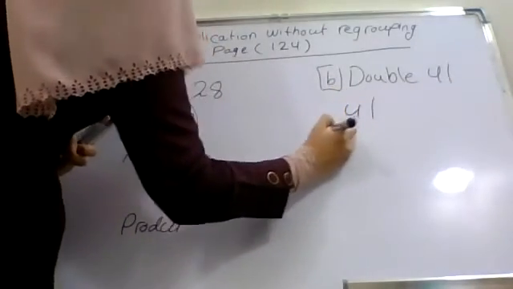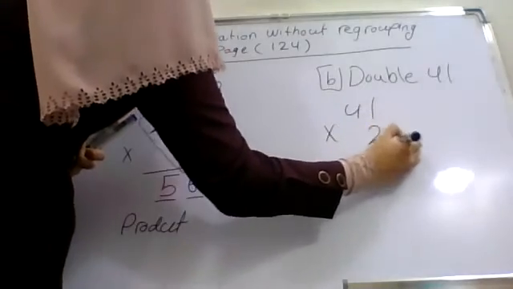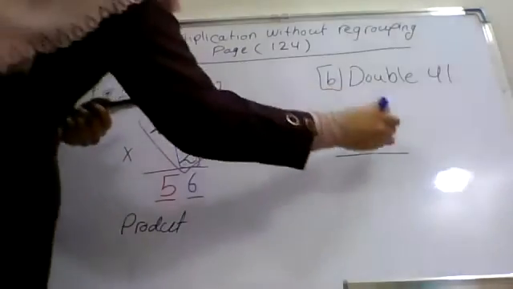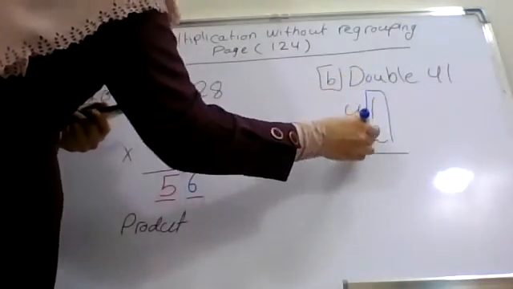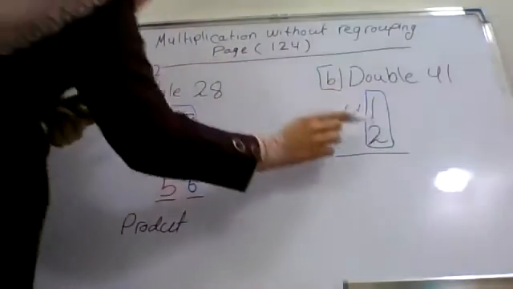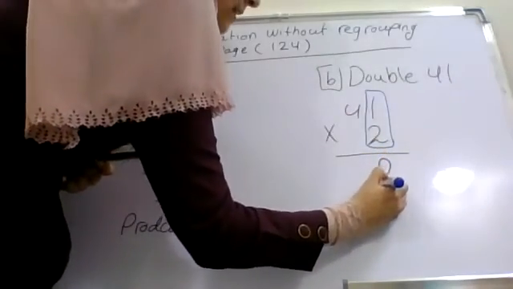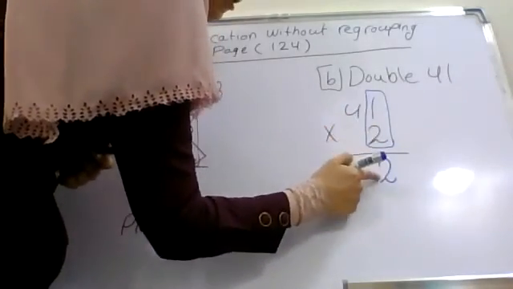It's 41 times 2. Again, let's multiply that. Ones place first or tens place? Excellent, it's the ones place. So you multiply the ones place. 2 times 1, it's 2. Write it right here, exactly on the ones place.